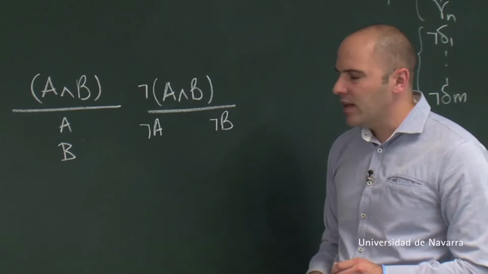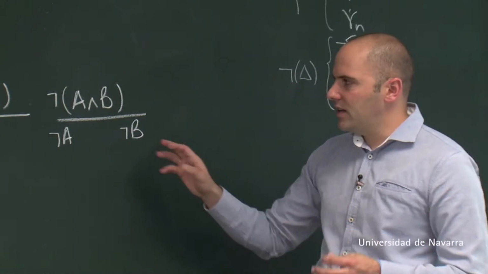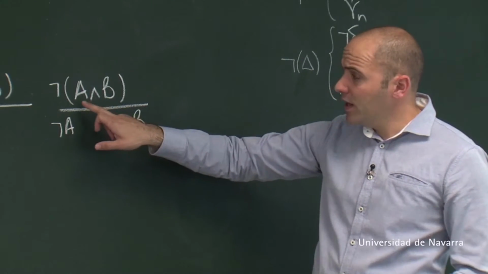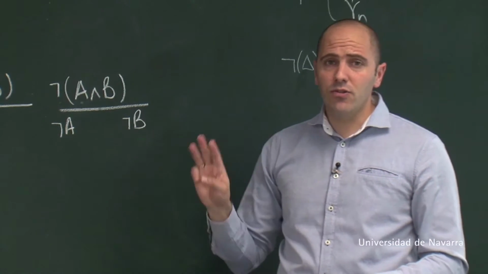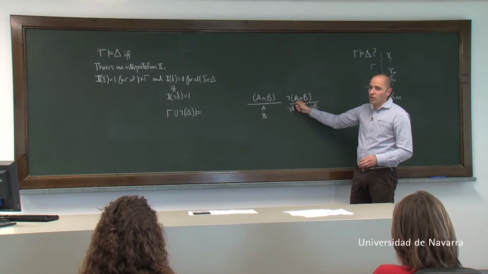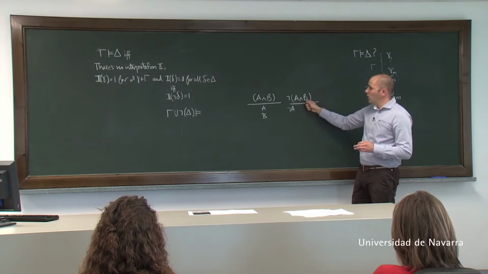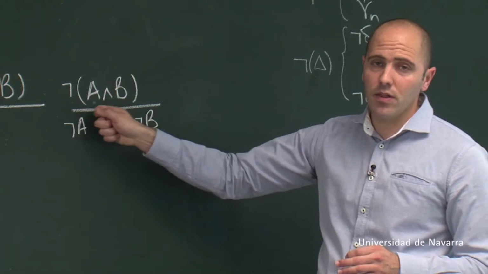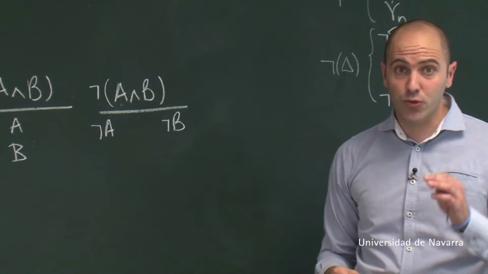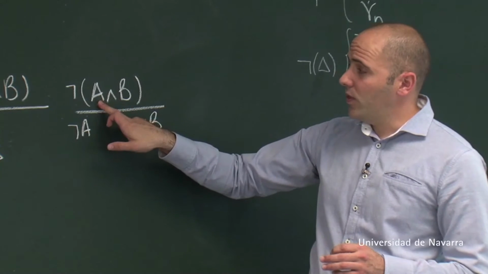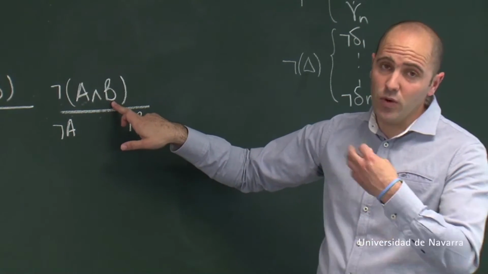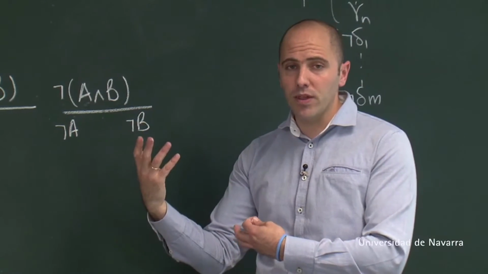Now, a different case is that of the negation of a conjunction, right? So a conjunction is false in three cases, right? When either one of the conjuncts is false, when the other is false, or when both are false, right? So there are three cases where the negation of a conjunction is true: the case where one of the conjuncts is false, the case where the other conjunct is false, and the case where both are false, right?